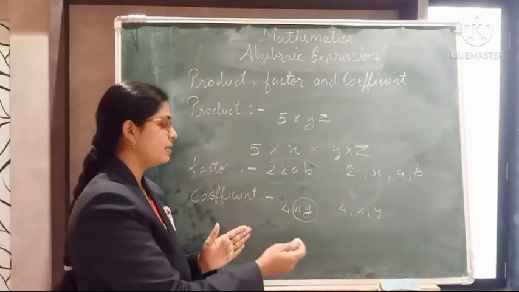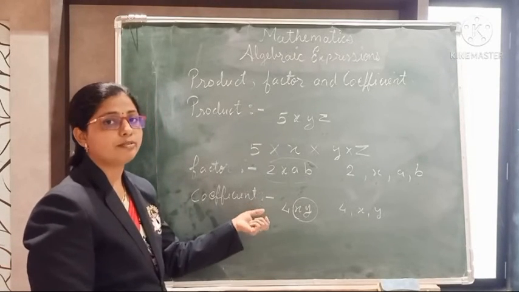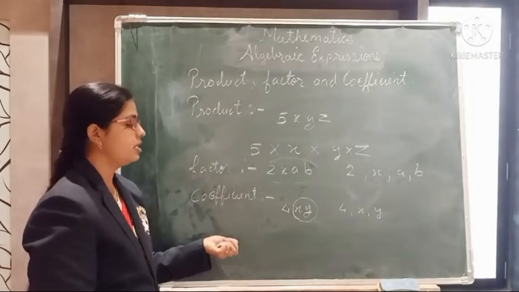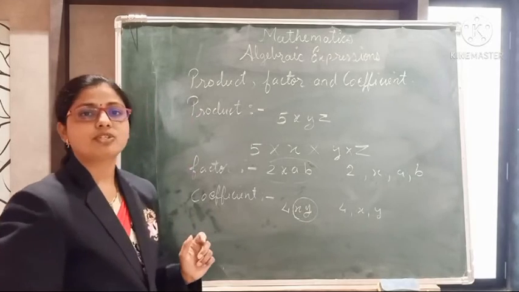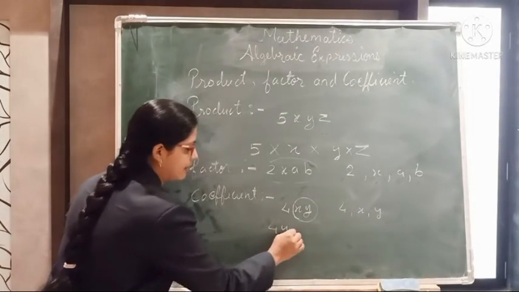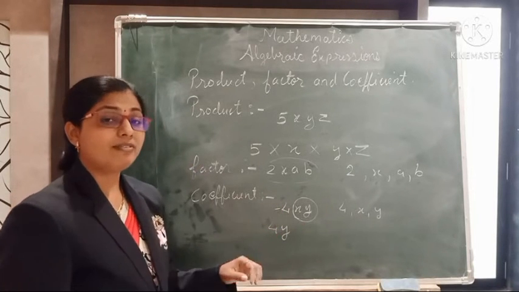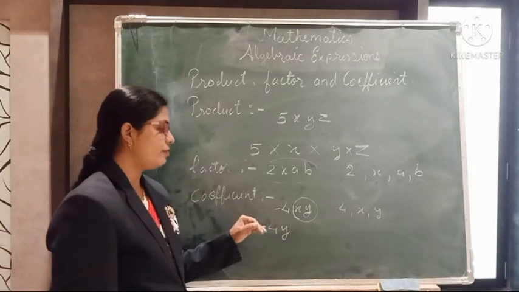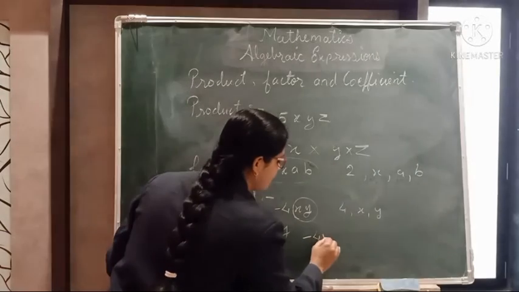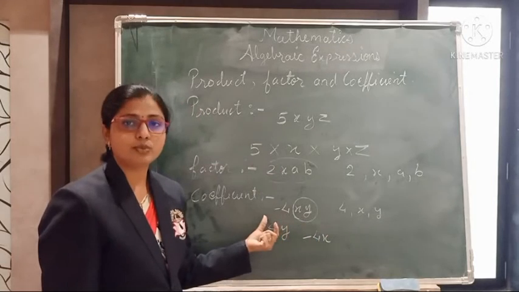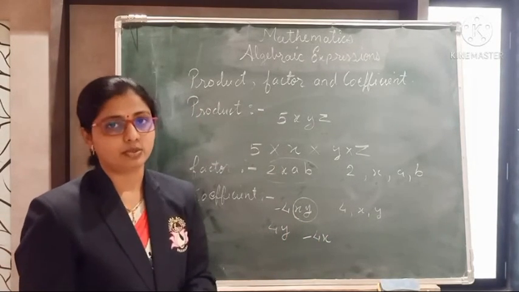It means the neighbors of a particular quantity will be its coefficient. So for example, again here, what is the coefficient of x? The coefficient of x will be 4y. Suppose a negative sign is there, and I ask you, what is the coefficient of y? What will be the answer here? Negative 4x. You don't have to forget the negative sign. In this way, we can find the coefficient of a particular quantity.